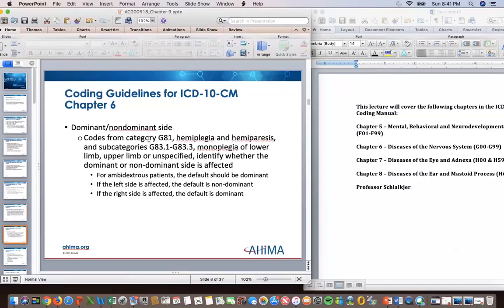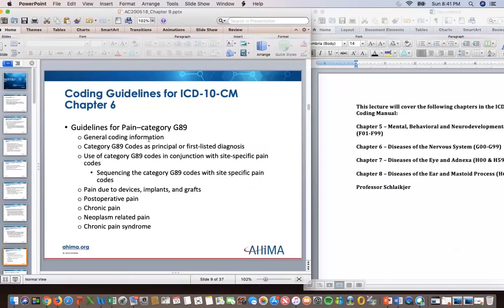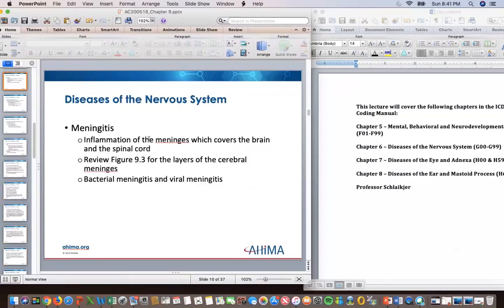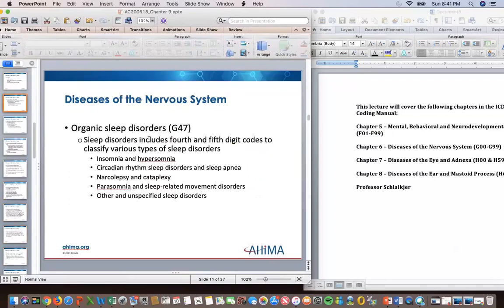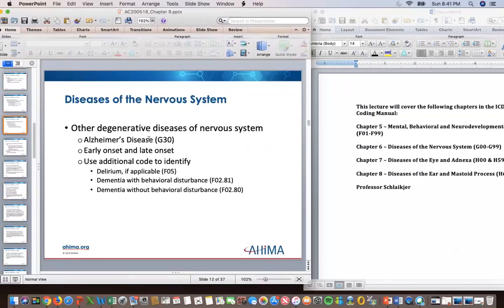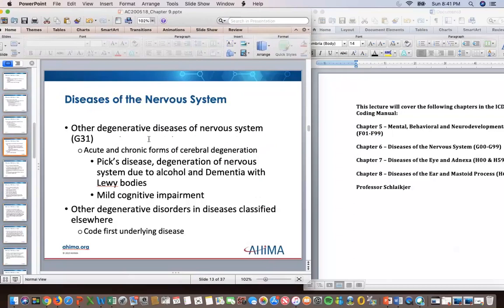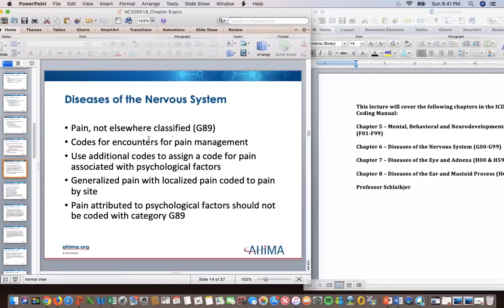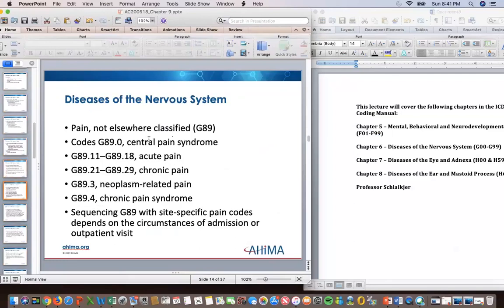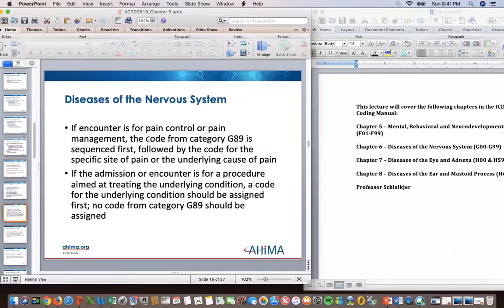So again, they're talking about the G89. There are codes for category G81. So if you have your code book open, please turn to that, and you'll see that it talks about hemiplegia and hemiparalysis. Then they talk a lot about the pain. We have meningitis under this chapter, organic sleep disorders. Alzheimer's will fall underneath this, degenerative disorders, encounters for pain management, generalized pain. They talk a lot about pain. Obviously, the nervous system is a huge control center for that.